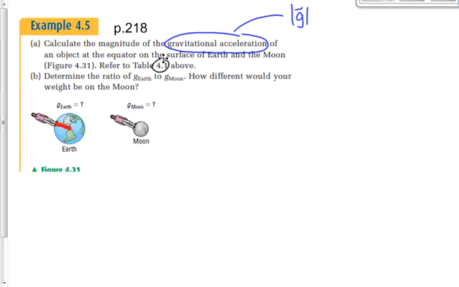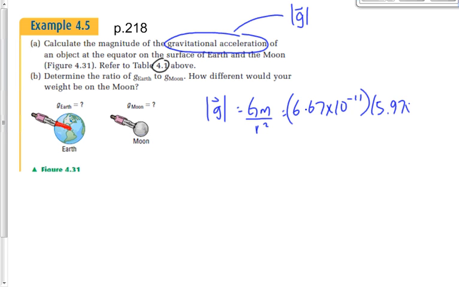So let's use the producer equation because we know something about the producer, the mass and the radius. 6.67 times 10 to the minus 11 times the mass of the Earth, which is 5.97 times 10 to the 24, divided by the radius, 6.38 times 10 to the 6. Let's put brackets around that and square it. When you do that math, you should get a number that's about 9.78.